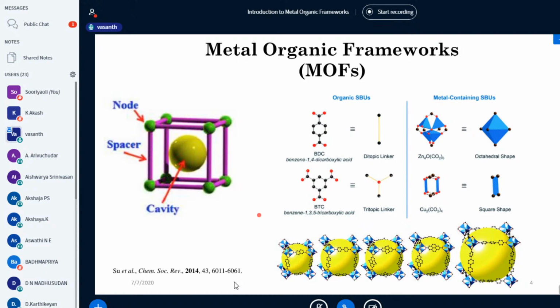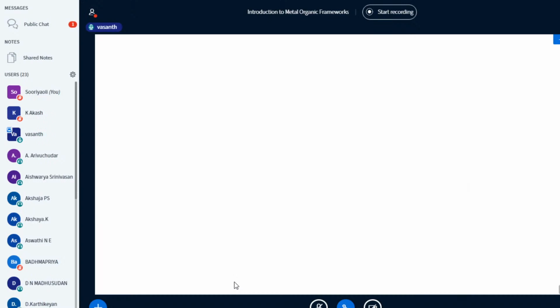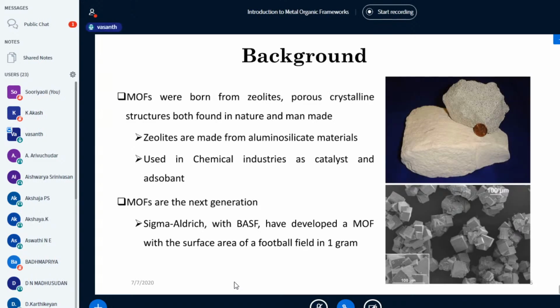Whereas other porous materials, like coal, charcoal, or carbon-containing graphene, those porous carbons do have a lot of pores and the surface area is large, but they are not crystalline. This metal organic framework is crystalline, and in the same way, it is porous in nature. And now, the background of this.